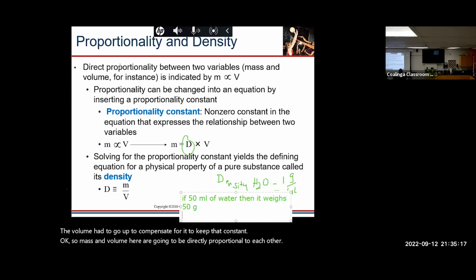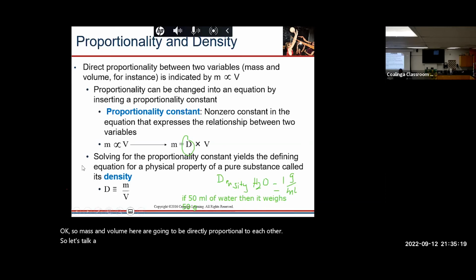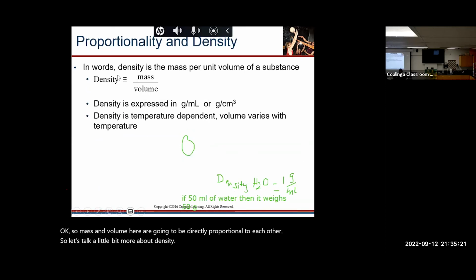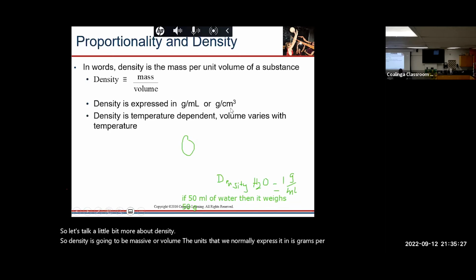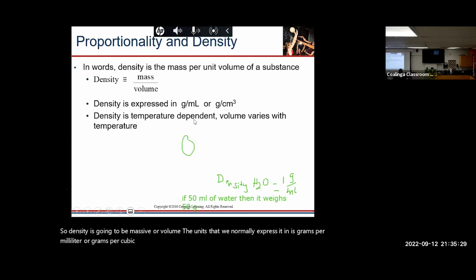Okay. So let's talk a little bit more about density. Density is going to be mass over volume. The units that we normally express it in are grams per milliliter or grams per cubic centimeter. Now density is dependent on temperature. So if I change my water to steam, my density is going to be different, or if I change my water to ice, my density is going to be different.